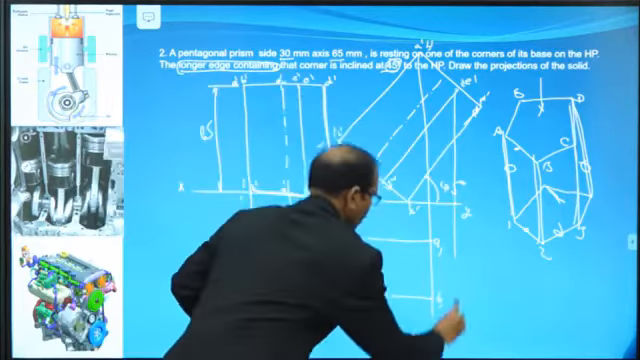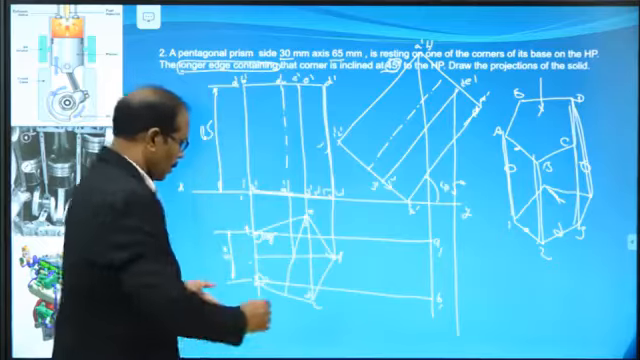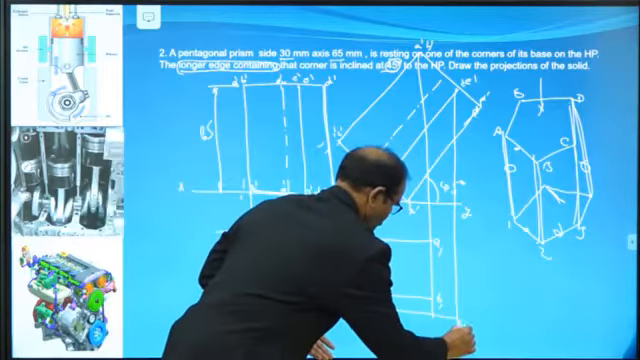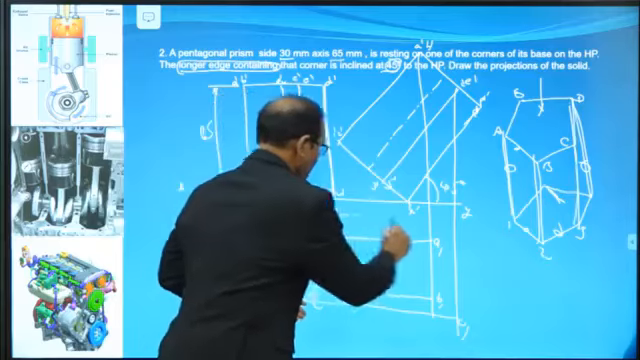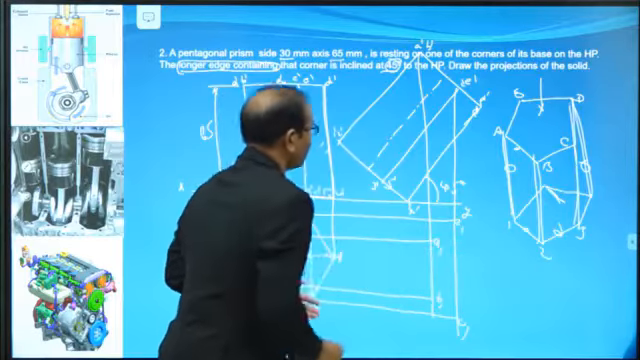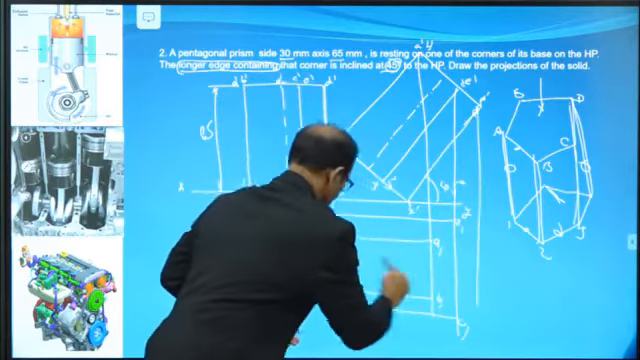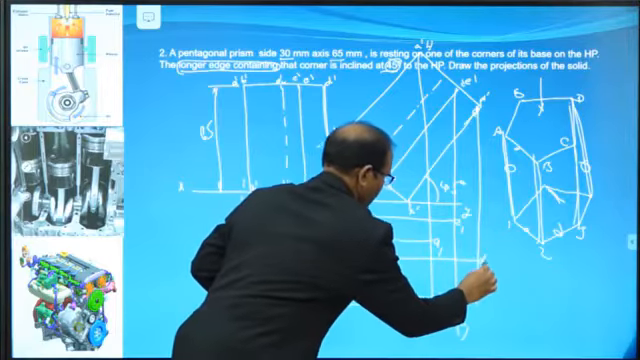C and E. Now C2, C1. E, E1. Again D. From D, so this is D1.